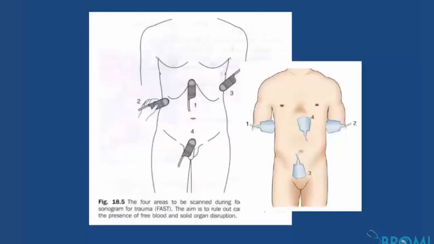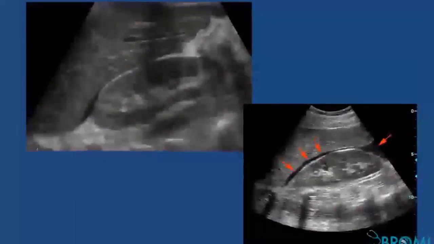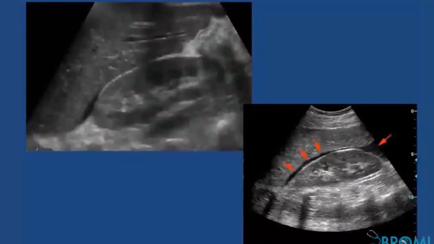So those are the positions that we use in FAST, focused abdominal sonography in trauma, and questions could come up about this. So in these images here, the left is normal, the right is abnormal. In the left image, we can see the liver with the right kidney, and there's nothing between the two of them. But in the abnormal image, if there's free fluid within the abdomen, and in trauma that means blood, we see a dark line appearing between the liver and the kidney, and that's what we're looking for in a FAST scan.